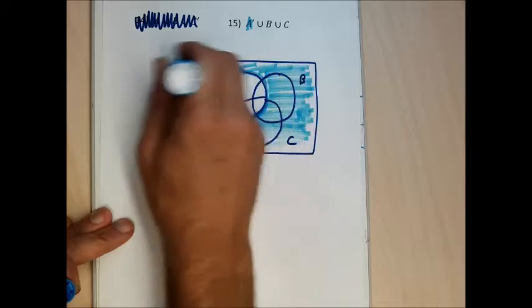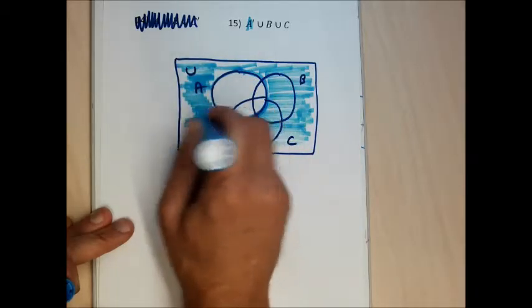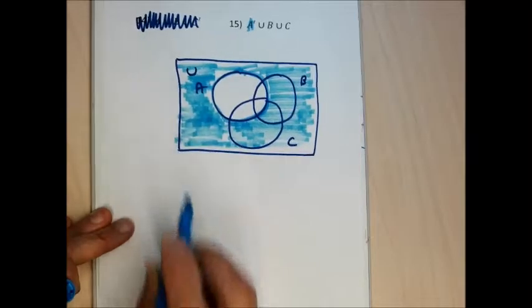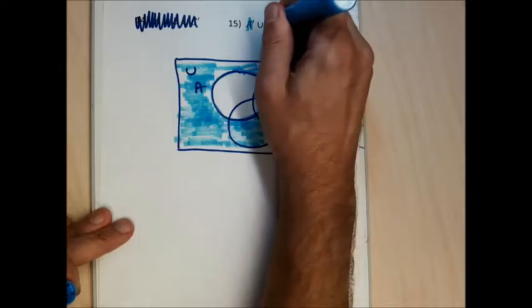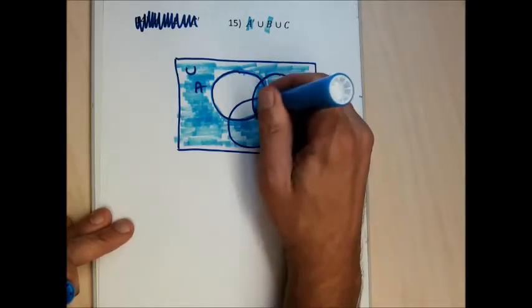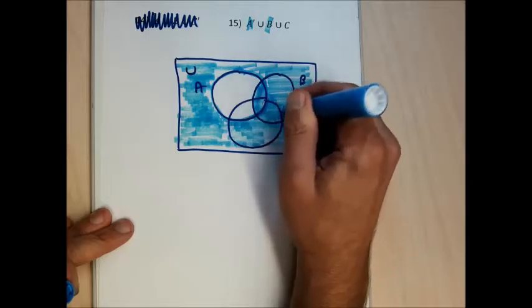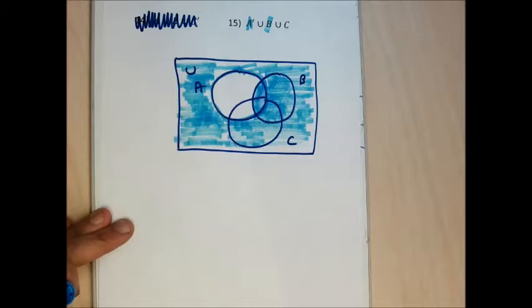So A complement is everything, absolutely everything that's outside the A circle. So I've got that done. And now I'm going to union that with B's. In unions, I don't need to pull out a new color. To union it with B, I'm going to shade everything inside the B circle. Some of it was already shaded. I just darkened it up, but it didn't matter whether I did or didn't darken it.